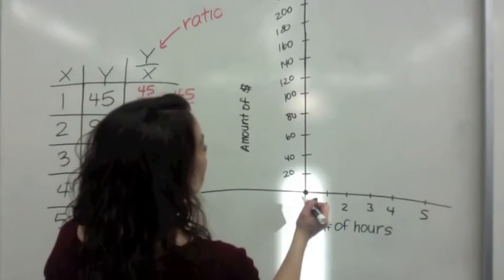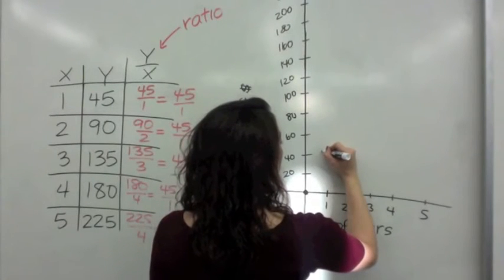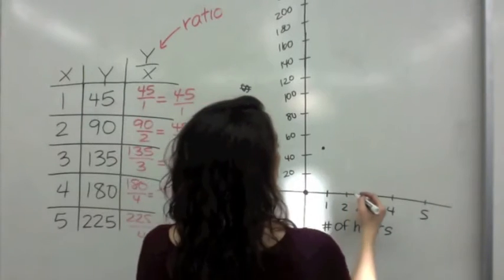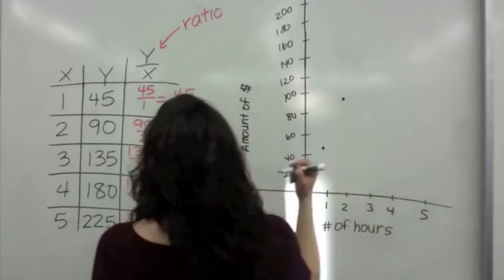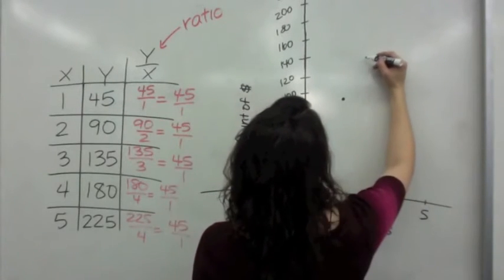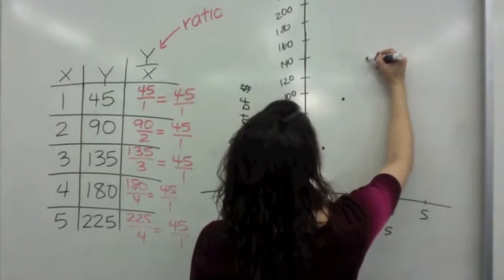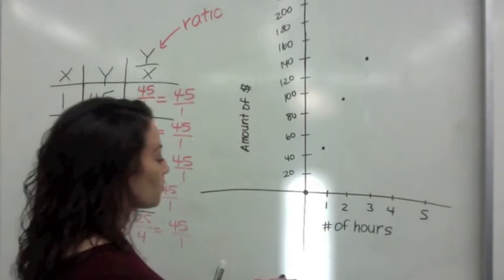So we have 1, 45. If I work for 1 hour, I make $45. Looks something like this. If I work for 2 hours, I make $90. Great. If I work for 3 hours, I make $135. And you know what? I'm just going to go ahead and stop there. 135 is about there. Okay, so we see that it is proportional.